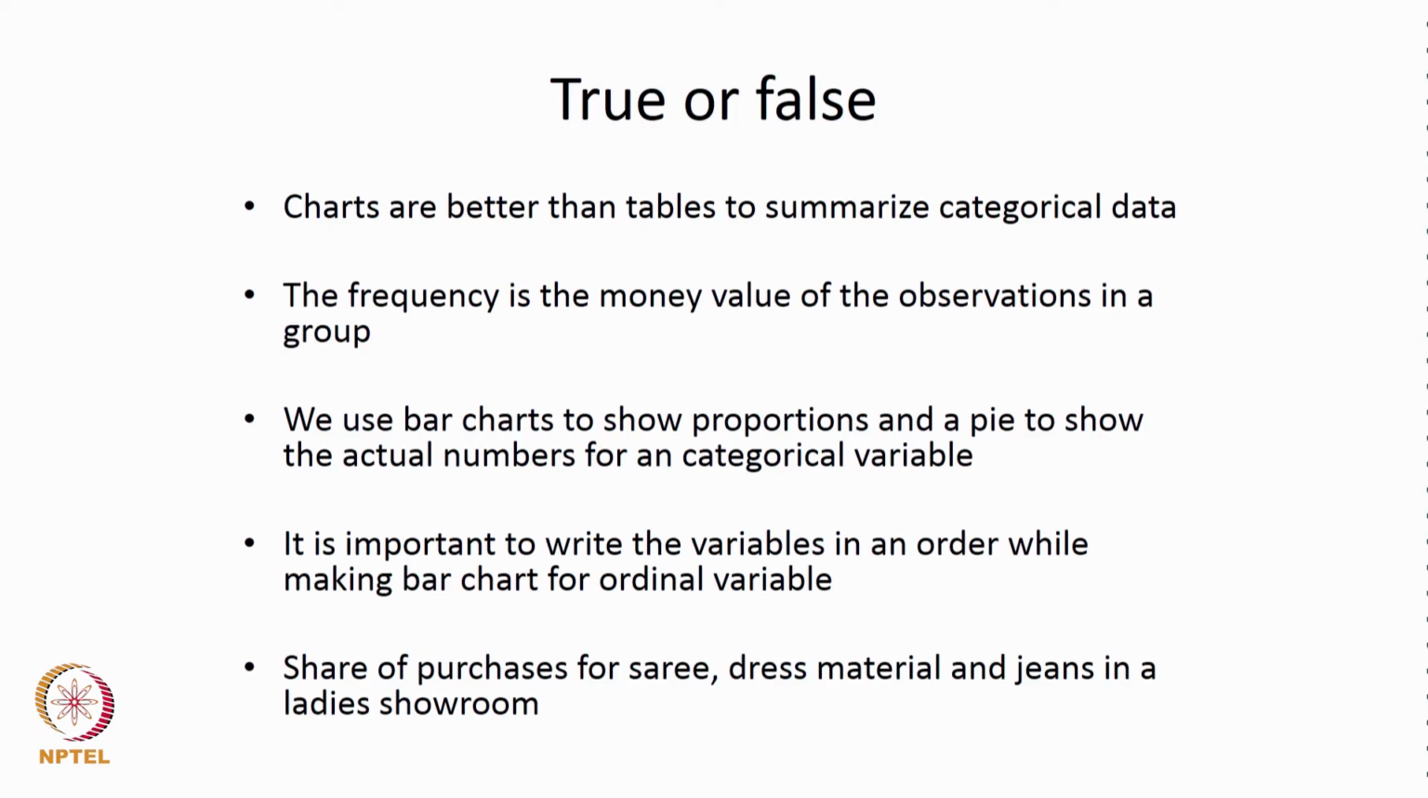It is important to write the variables in an order while making a bar chart for an ordinal variable. Not necessarily, but if you want to make a Pareto chart, then we need to put them in order. Otherwise we could have bar charts, but it is normal practice to put them in order and do it for ordinal variables. Share of purchases for sari, dress material, etc. in a showroom becomes a pie chart because it represents a proportion.